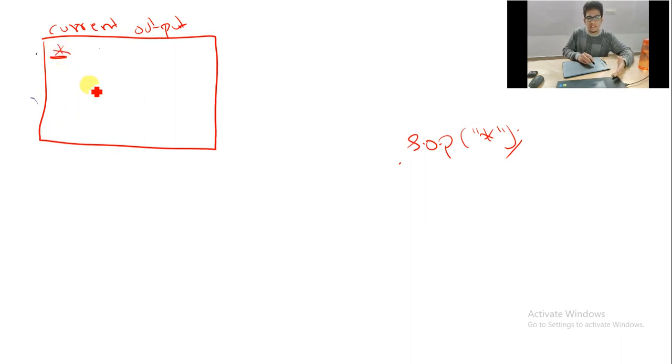As soon as I print a star, what will happen? The cursor will move to the right. Again I will write System.out.print, print star. What will happen? Where the current cursor is, the star will get printed. Then the cursor will move to the right.